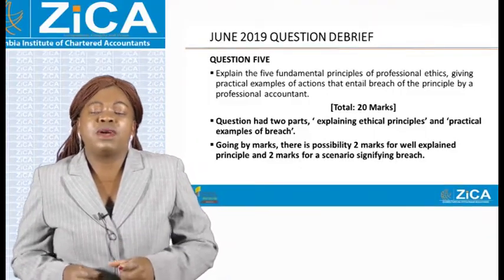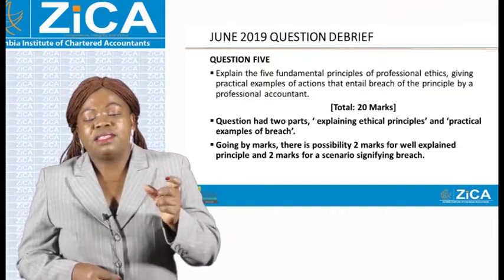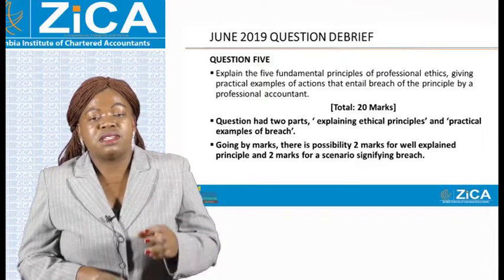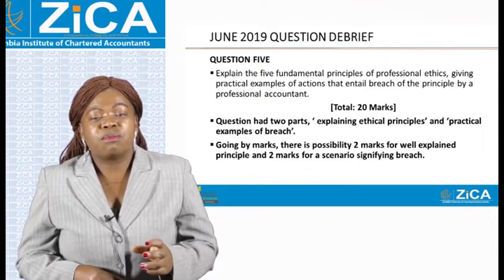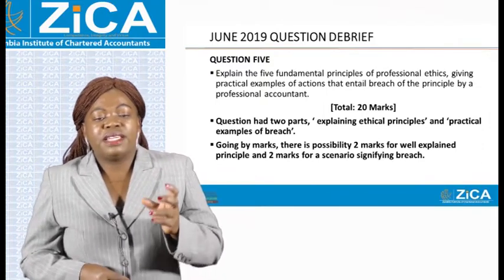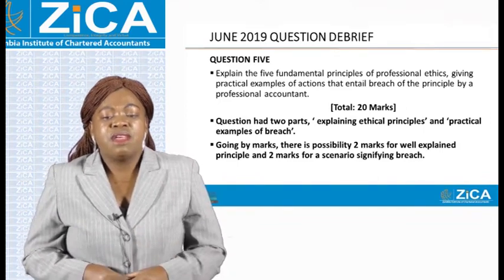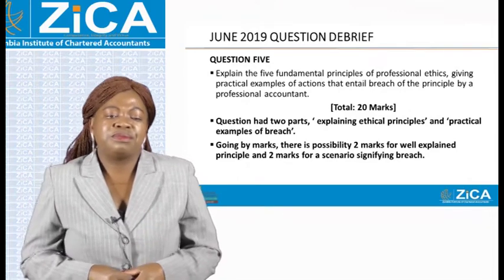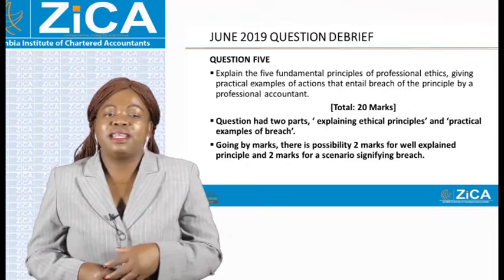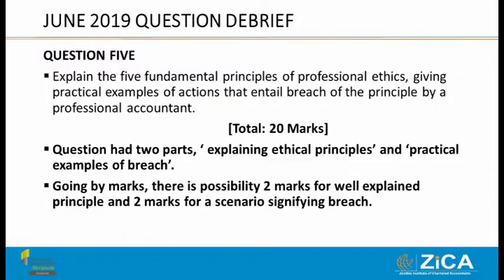5 fundamental ethical principles. So first of all, identify the principles: integrity, objectivity, professional competence and due care, professional behavior, confidentiality. After you identify, provide an explanation of each one of them. Remember, this question was carrying 20 marks. So if you just identify them, you list them, you are far from getting the 20 marks. Maybe 2 marks can come to you. So you are supposed to identify, explain each one of them briefly.